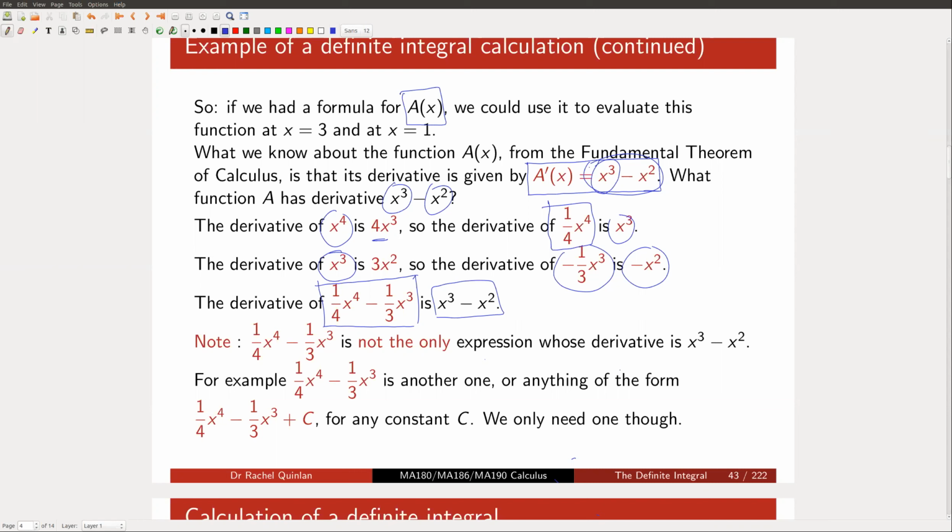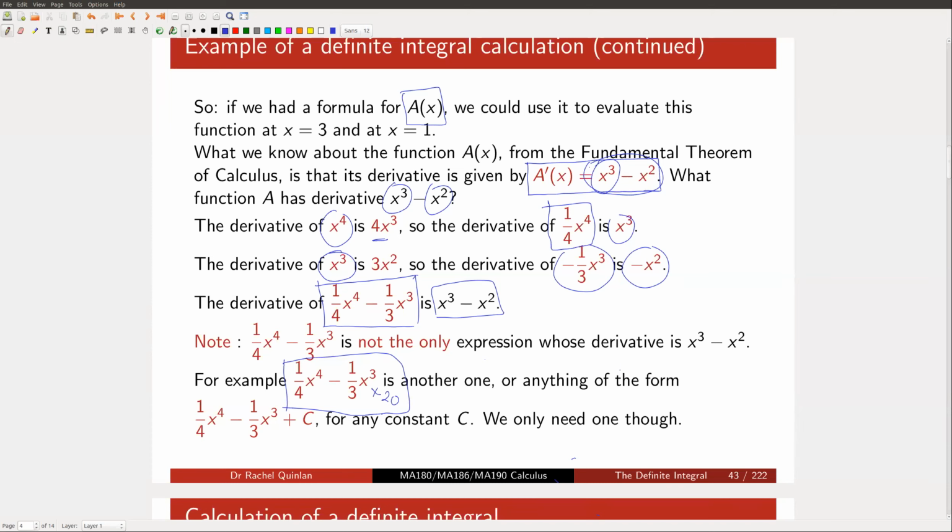So of course, you might be wondering, well, okay, fine, we've done this, but there are lots of things whose derivative is x cubed minus x squared. This is not the only one, and actually this example isn't what it was supposed to be. It's missing something here. If you take 1/4 x to the 4th minus 1/3 x cubed and add on your favorite constant, like 20, that's another example of something whose derivative is x cubed minus x squared. Because when we differentiate this, the derivative of the constant part is 0, so it doesn't change the answer.